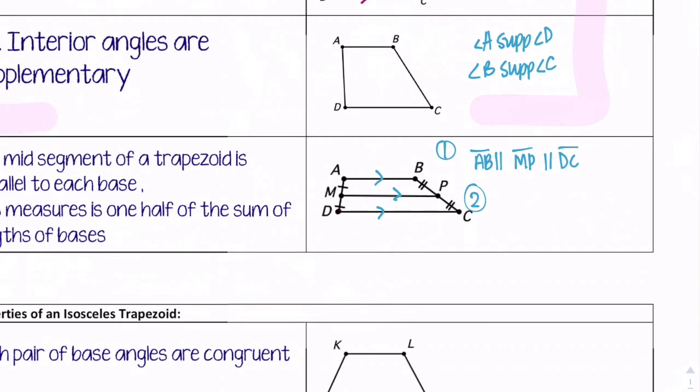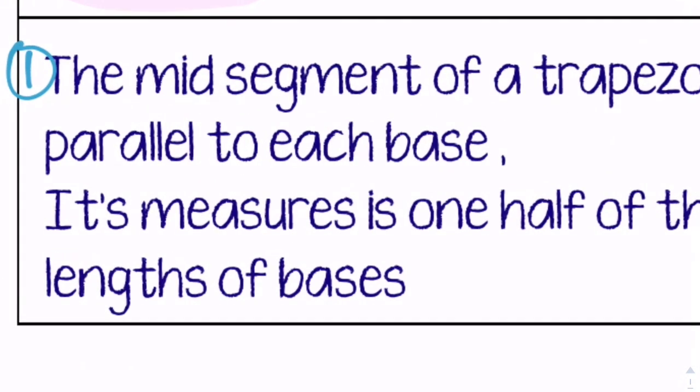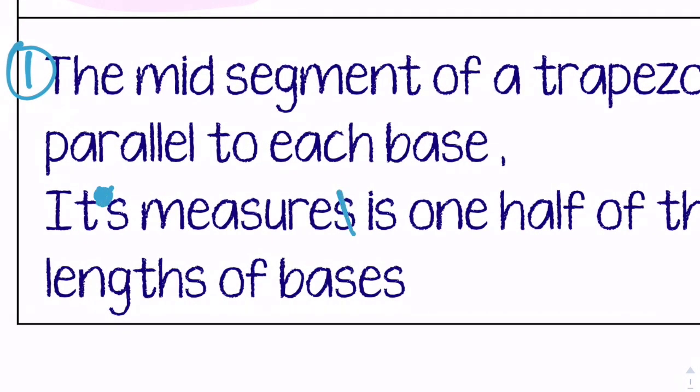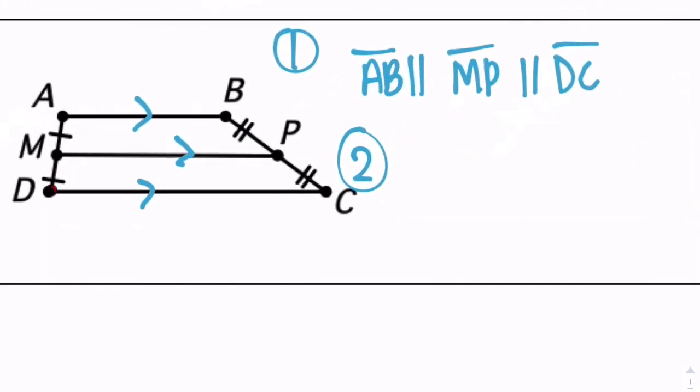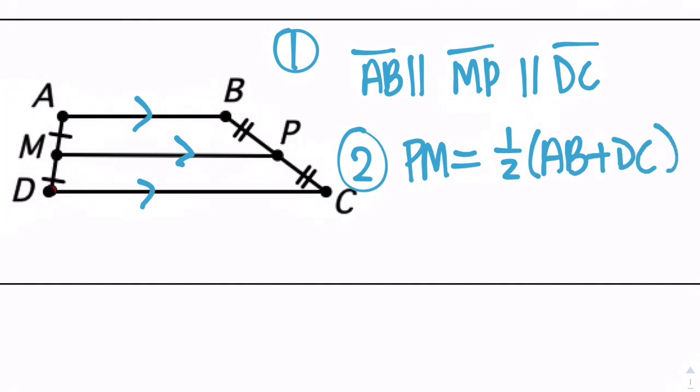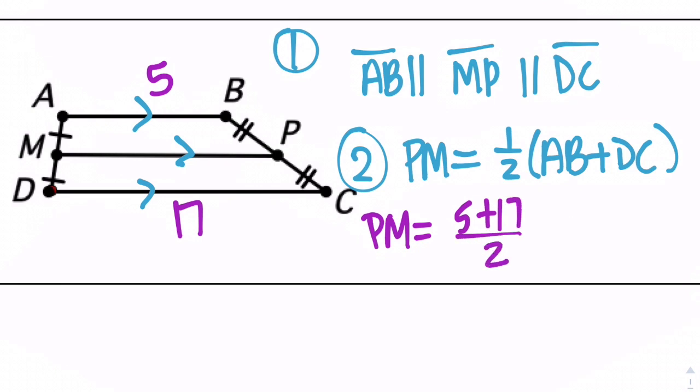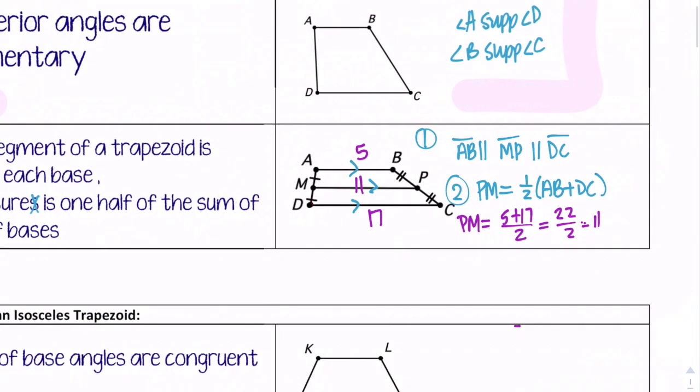Part two is that the measure of the mid-segment, should say its measure, typo. Its measure is 1/2 of the sum of the lengths of the bases. So in this case, the length of PM would be 1/2 of the sum of the lengths of AB plus DC. While that might look kind of overwhelming to memorize, just keep in mind it's pretty much finding the average. So for example, if AB is 5 and DC is, I don't know, 17, PM would then be 5 plus 17 over 2. You're just finding the average. 22 over 2, which is 11. That kind of makes sense, halfway between 5 and 17, right?